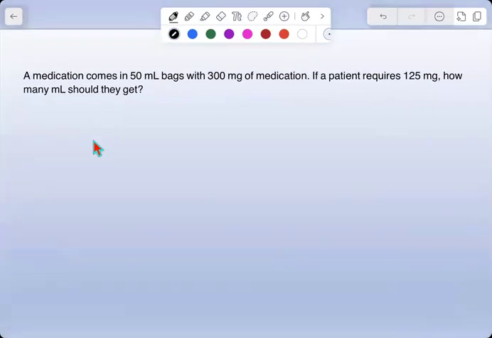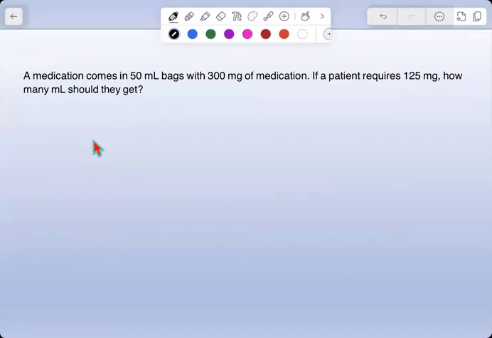A medication comes in 50 milliliter bags. There are 300 milligrams of medication in the bag. If a patient requires 125 milligrams, how many milliliters? Now, what I like for this one is it's milliliters, milligrams, milliliters, milligrams. Everything matches up nicely. I don't have to do any conversions. That tells my brain, since it matches so nicely, I can do a proportion.